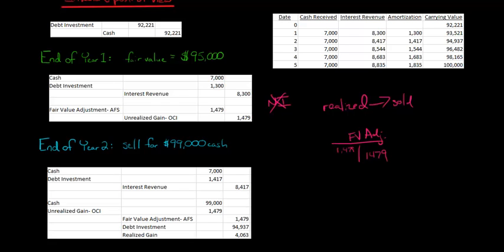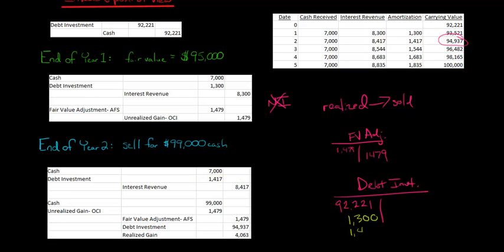Now, in addition to that, we look at the carrying value of our investment here. We're going to credit our debt investment for $94,937. Why is that? Well, let me do a T account for that. So we'll say this is our debt investment. We started with $92,221, right? But then we did, let's see here, what was our second entry? $1,300. And then $1,417.